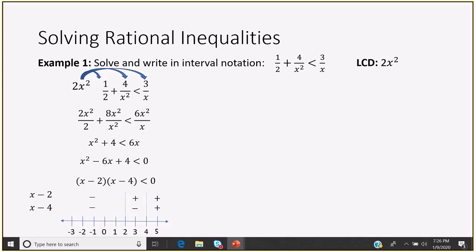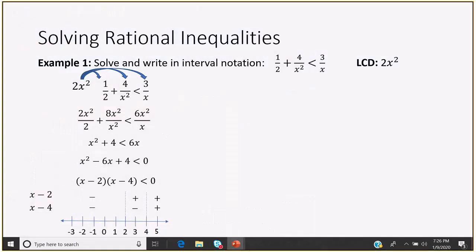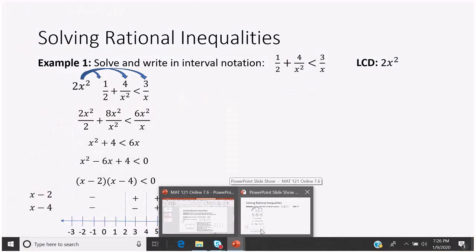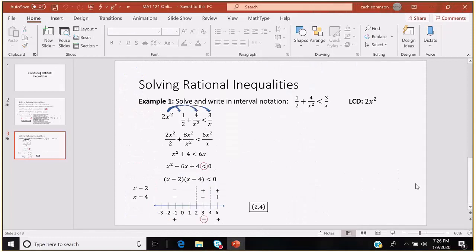Now I'm going to look back up at my inequality. I think it may have cut out. Okay, it cut out the bottom for some reason, but that's not super important. I'm just going to change it into this format so we can see everything that is on the slide.